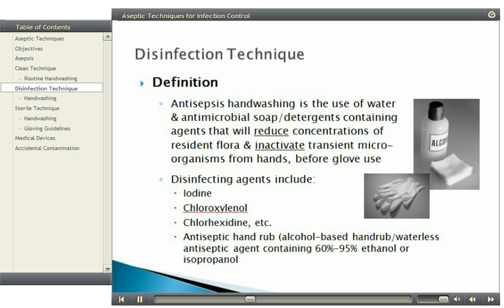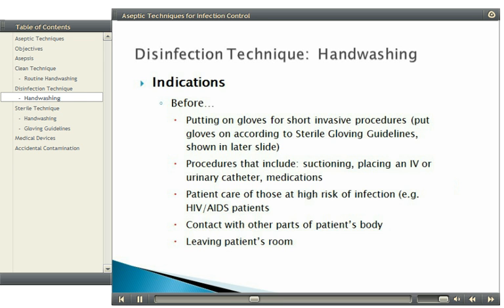Disinfecting agents include iodine, chloroxylenol, chlorhexidine, etc. Antiseptic hand rub, or alcohol-based hand rub, is a waterless antiseptic agent containing 60 to 95% ethanol or isopropanol. Disinfection technique. Hand washing. Indications.